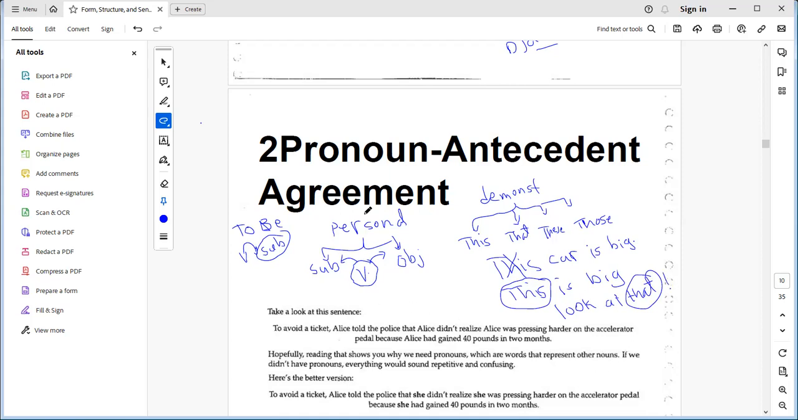So we talked about the personal pronouns, subject and object. What comes before the verb is a subject pronoun. What comes after the verb, or after the preposition, is an object pronoun. After the verb to be, am, is, are, was, were, what comes after the verb is a subject pronoun. We have demonstrative pronouns: this, that, these, those.